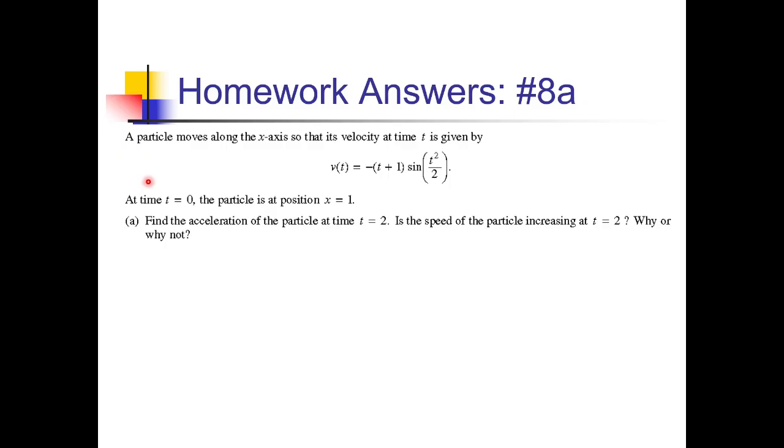So they also tell us that at time 0 the particle is at position x equals 1. Cool. Okay, so they want us to find the acceleration of our particle at time 2, and then answer the question of whether the speed of the particle is increasing at time 2 with justification. So let's do the acceleration first. Acceleration is the derivative of velocity, so I can find the acceleration at time 2 by just doing v prime of 2.